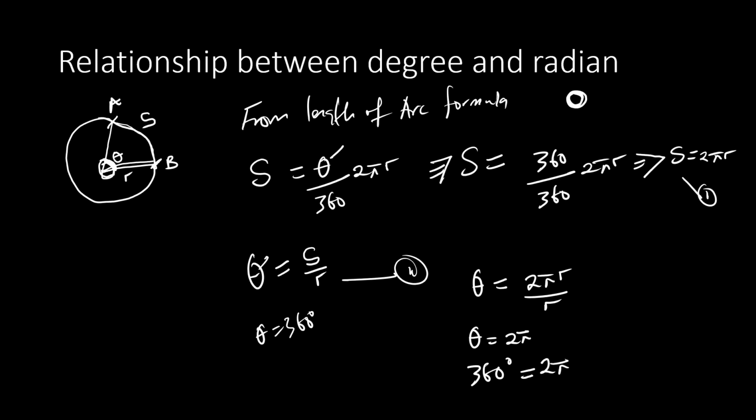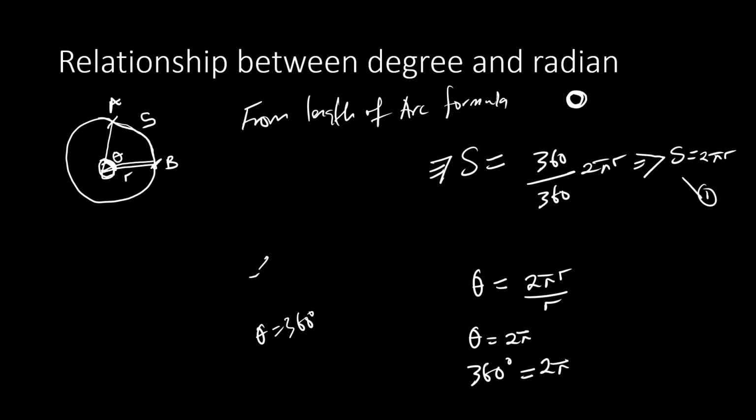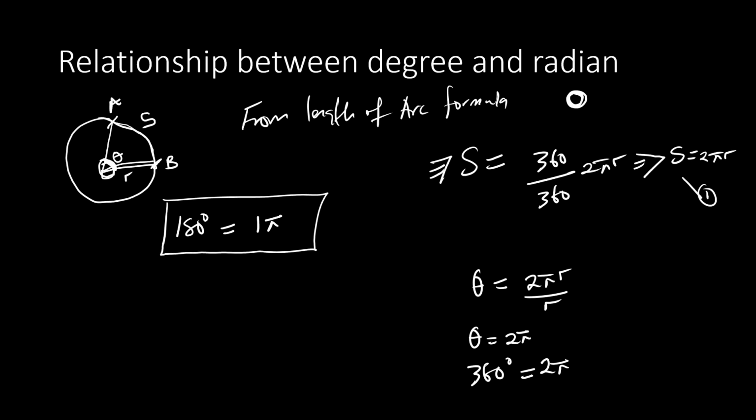Let me clean this side off. 360 degrees equals 2 pi. Dividing through by 2, we're going to have 180 degrees equal to pi. So this is what we are looking for, which is the relationship between degrees and radian. We can write that pi radian equals 180 degrees.